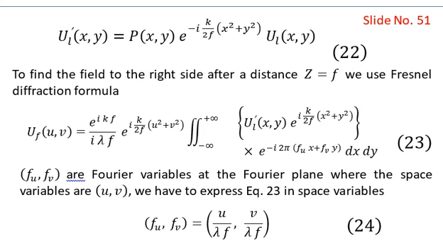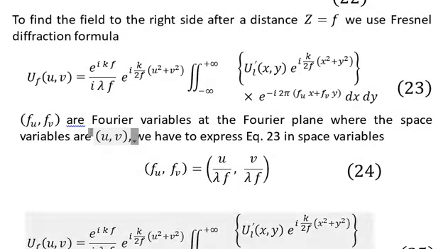These are the parameters of the Fresnel integral as given in equation number 23. In equation number 23, in the exponent form especially, fu and fv are the Fourier variables at the Fourier plane, where the space variables are u, v. So fu and fv are the Fourier variables, and we can also define the space variables at that plane as u, v variables, and these two variables are connected by equation number 24. So fu, fv is equal to u over lambda f, v over lambda f.